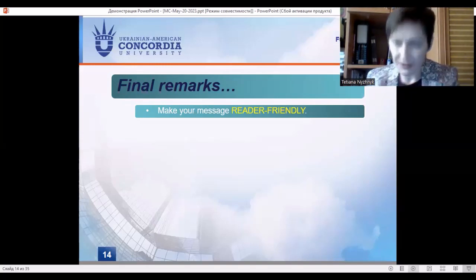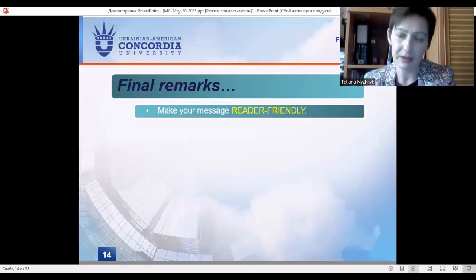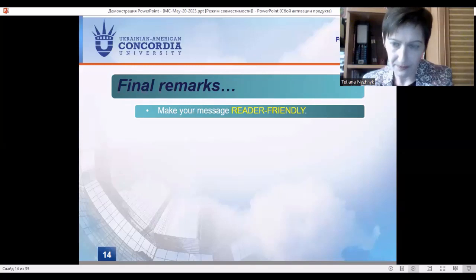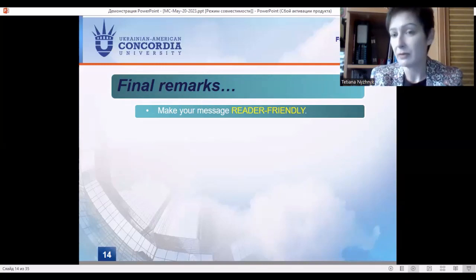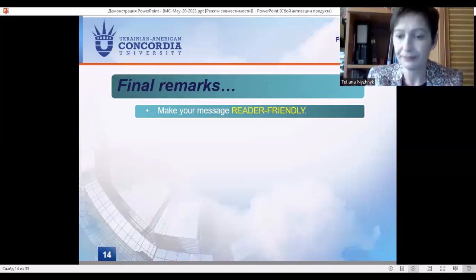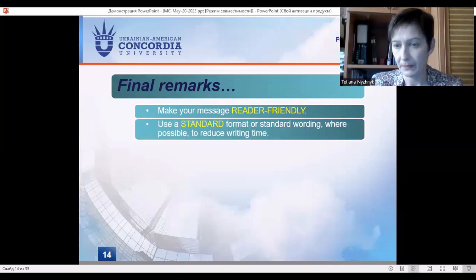Does the reader have to guess what you actually meant by this word? Have you used any abbreviations which are not clear? Are you polite enough in this particular situation? So always remember about your reader and respect your reader. Next, business writing relies on the standard. Many documents are standardized, starting with the standard format and layout and finishing with the standard wording.